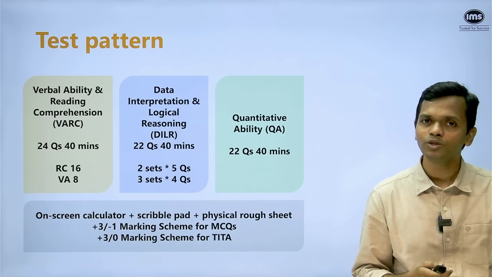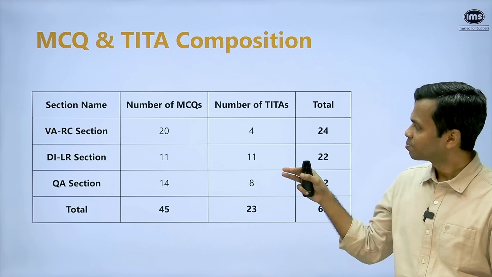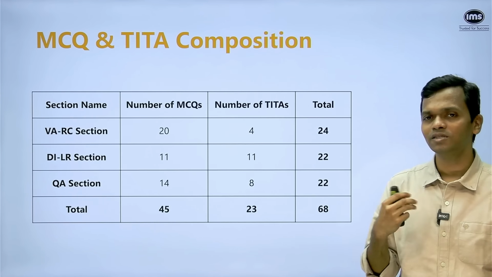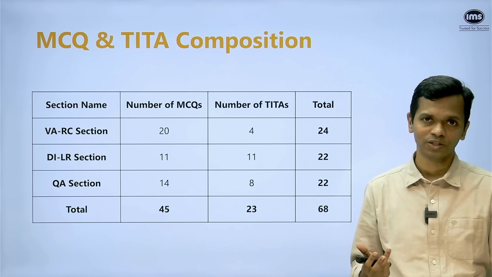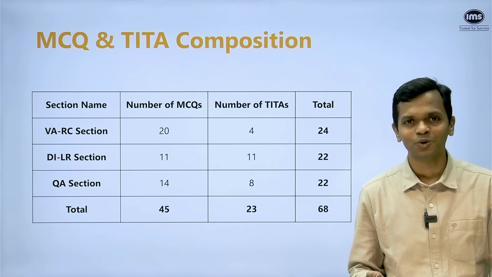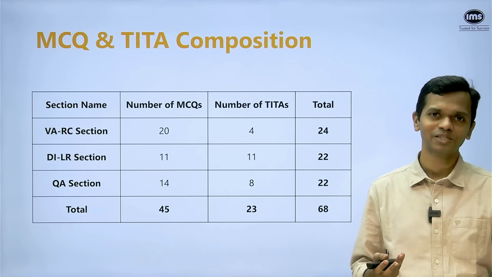And if you look at the composition of these questions, and this is from CAT 25, you look at the split of the MCQs and TITA in each of the sections, and you will see that there's a sizable number of questions that are actually TITA questions where there is no negative marking. And these questions obviously should be attempted, but also note that to attempt these questions, you will have to spend some time.